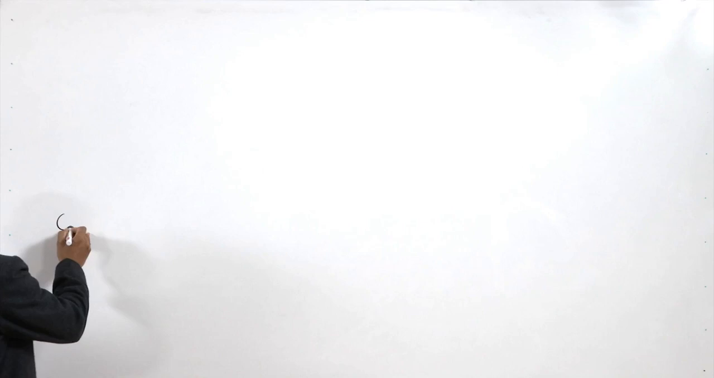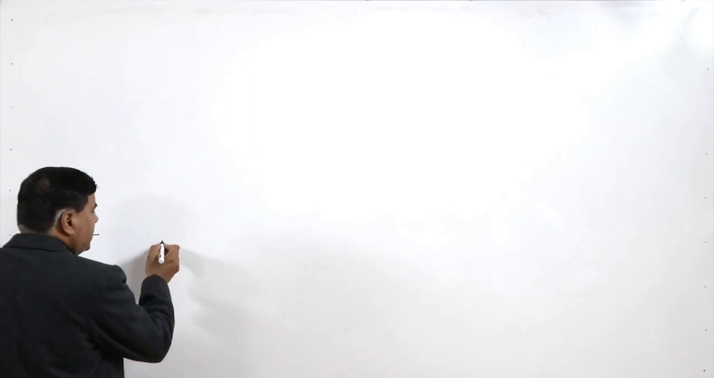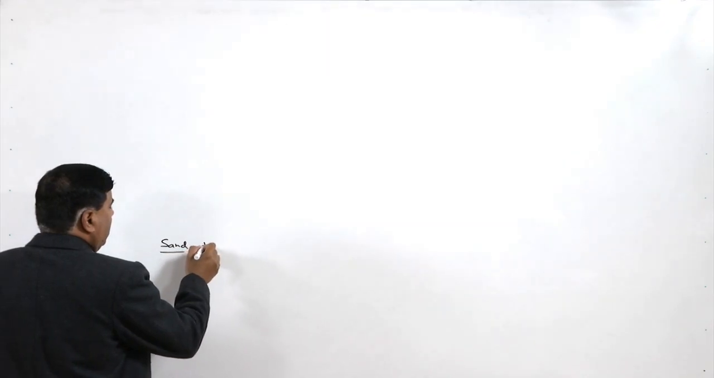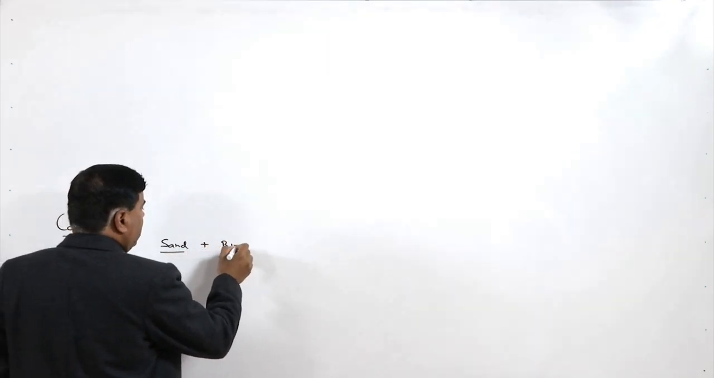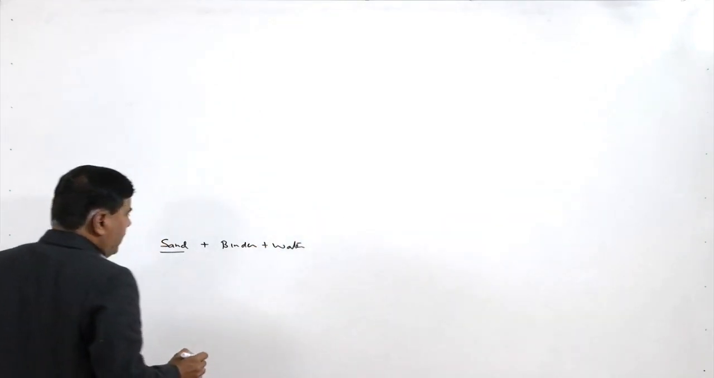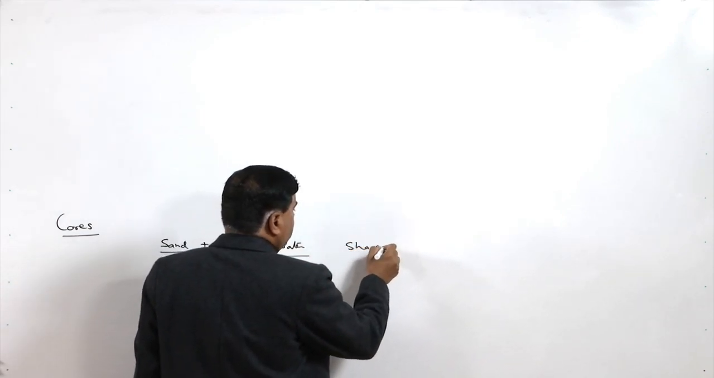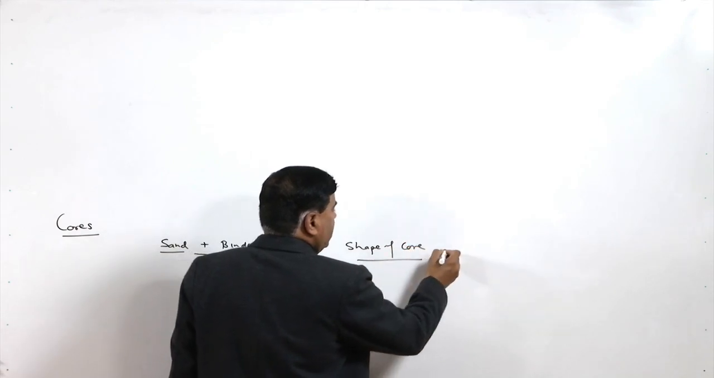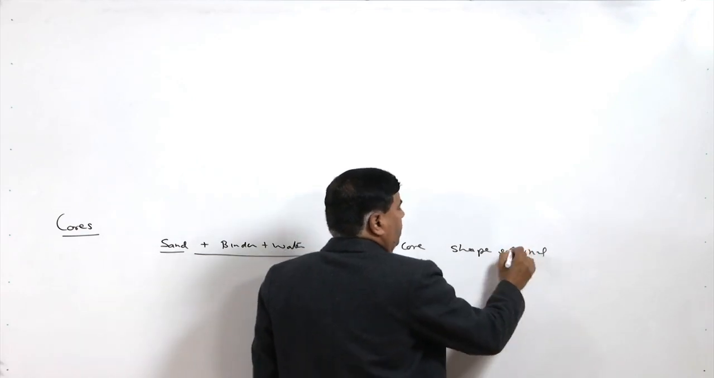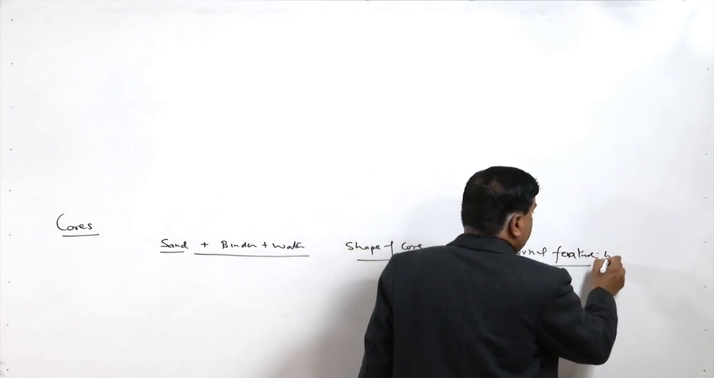So, basically first of all we will be talking about the cores. Cores are made of sand plus binder plus water. The suitable shape of the core depends upon the shape of the internal feature to be obtained.